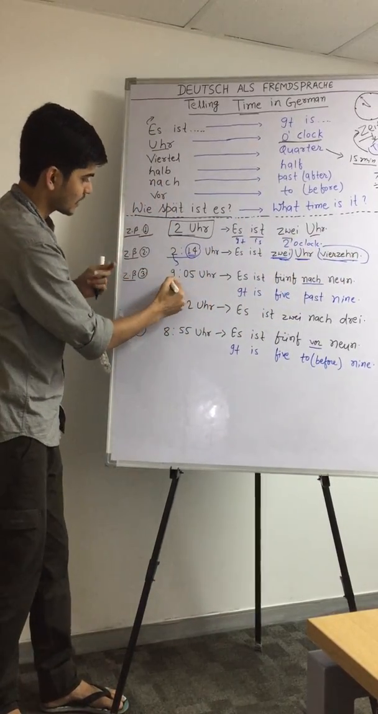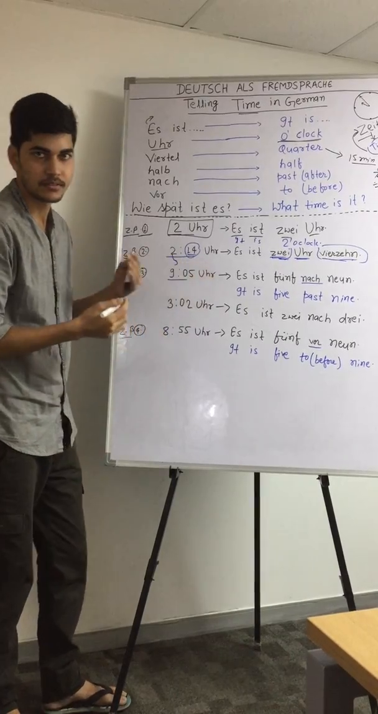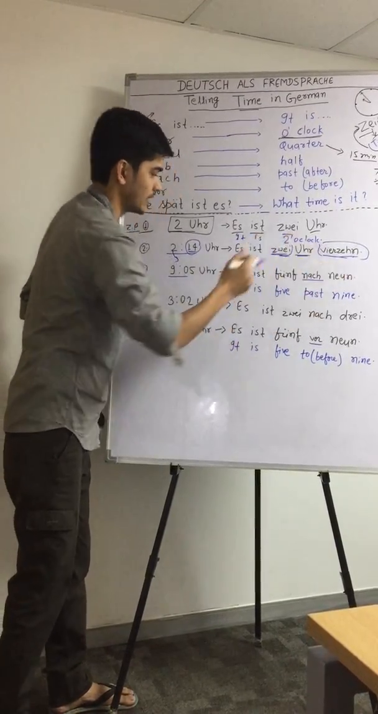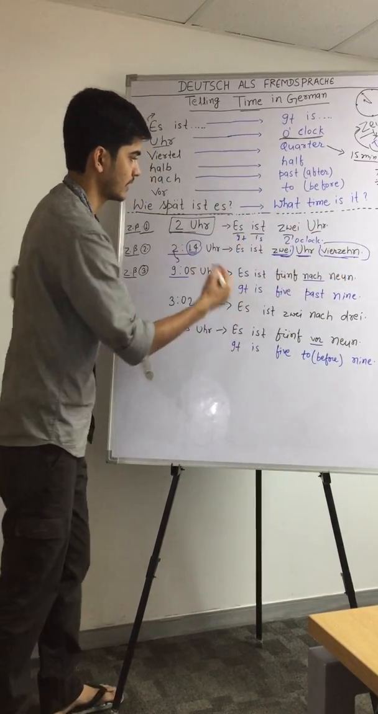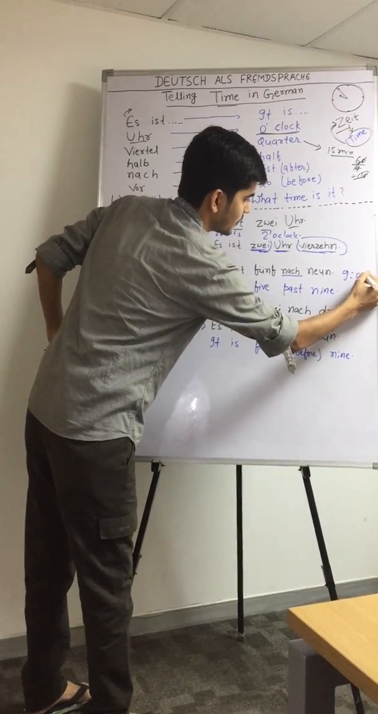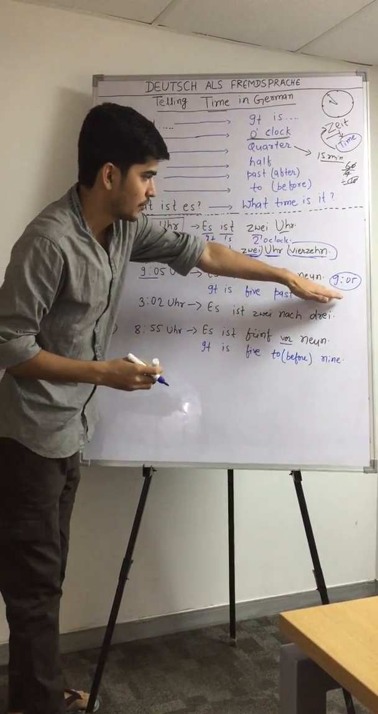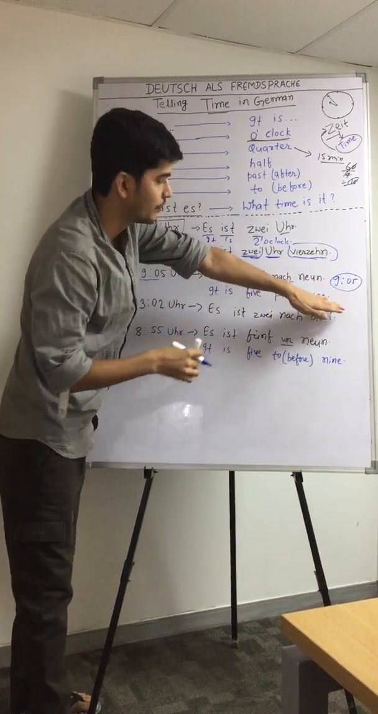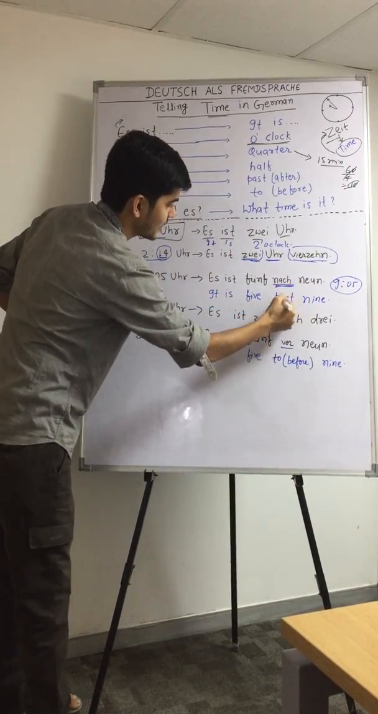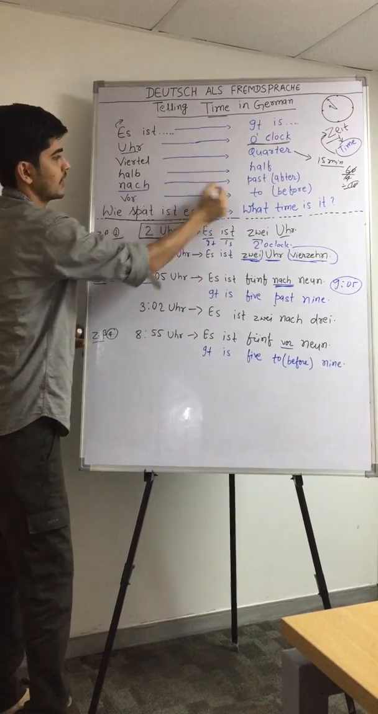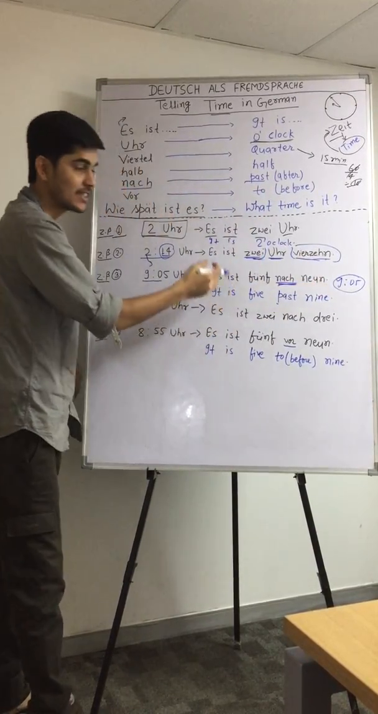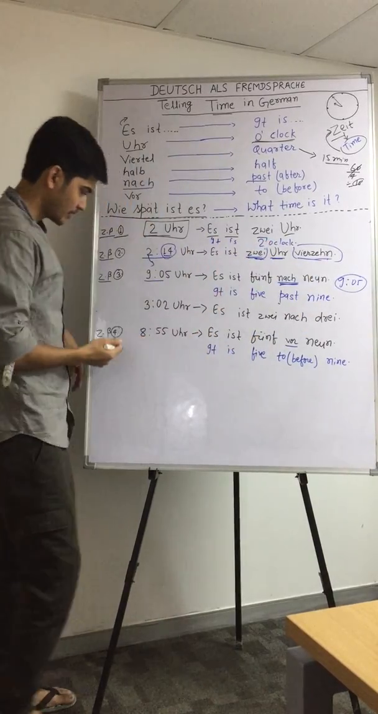And the third one is 9:05. So es ist 5 nach 9. It is 5 past 9. That is 9:05, so it is 5 minutes after 9. The word for past or after is nach. So es ist 5 nach 9. It is 5 past 9. Same.